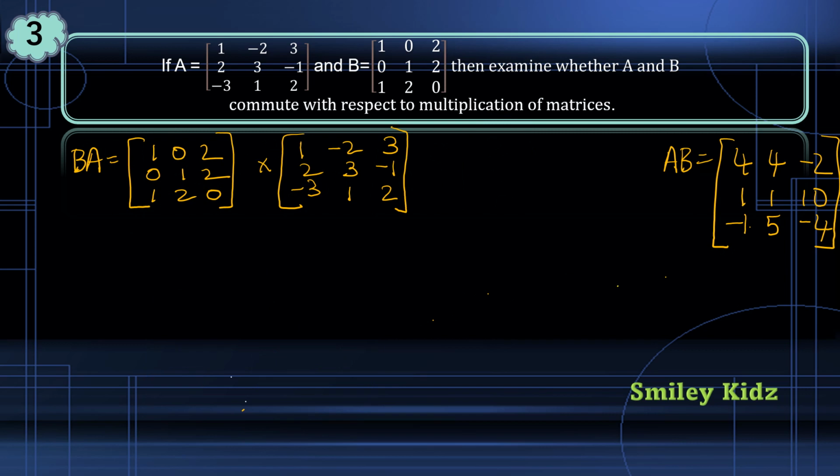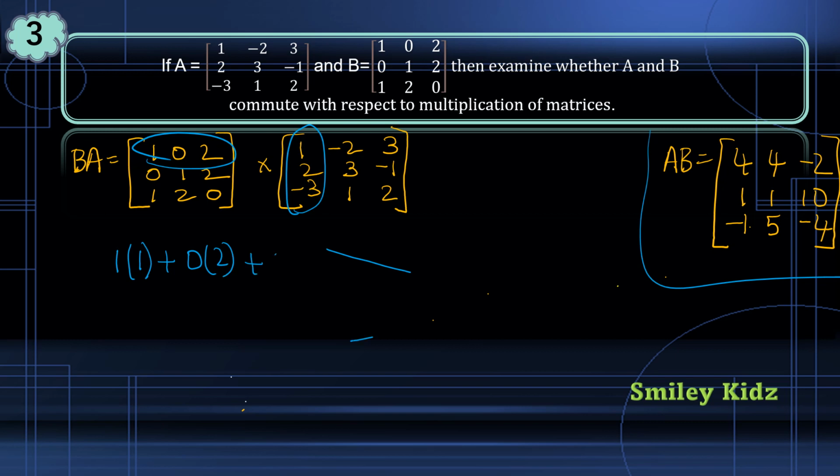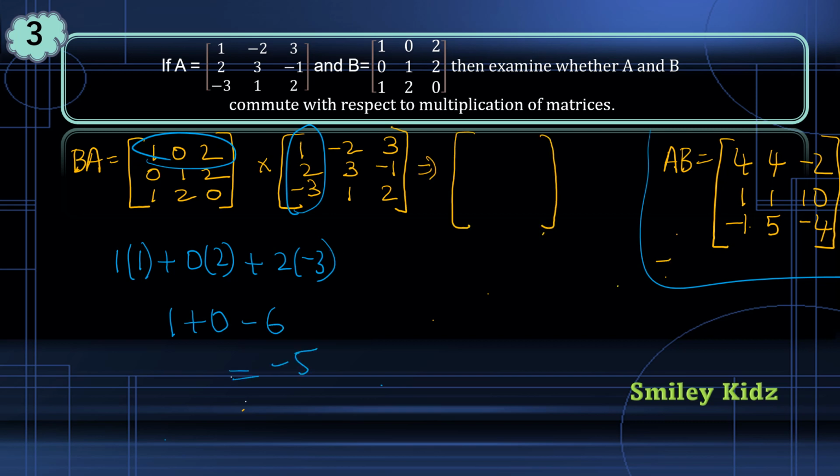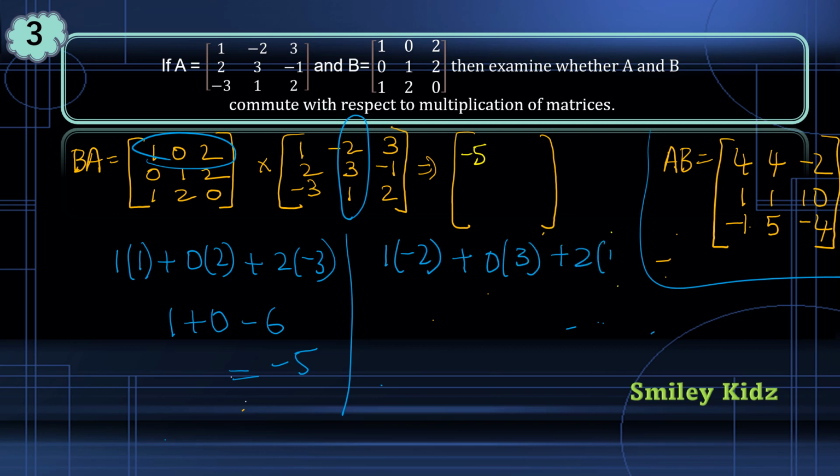Now let's take B into A. Take the first row with the first column, that will be 1 into 1 plus 0 into 2 plus 2 into minus 3. This is 1 plus 0 minus 6, that is minus 5. Here let's write down minus 5. Now let's take the first row with the second column. That will be 1 into minus 2 plus 0 into 3 plus 2 into 1. What is this? Minus 2 plus 0 plus 2, that is 0. So here we're going to have 0.